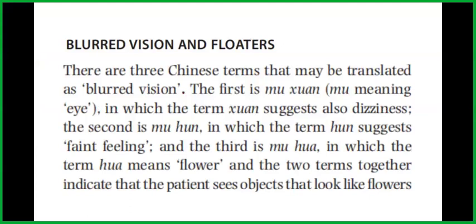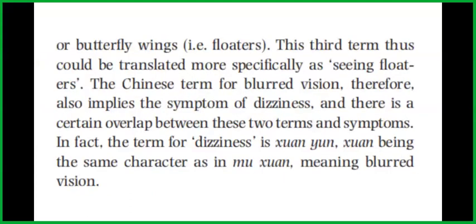The first is mu xuan, mu meaning eye, in which the term xuan suggests also dizziness. The second is mu hun, in which the term hun suggests faint feeling. And the third is mu hua, in which the term hua means flower. And the two terms together indicate that the patient sees objects that look like flowers or butterfly wings, that is, floaters. This third term thus could be translated more specifically as seeing floaters.